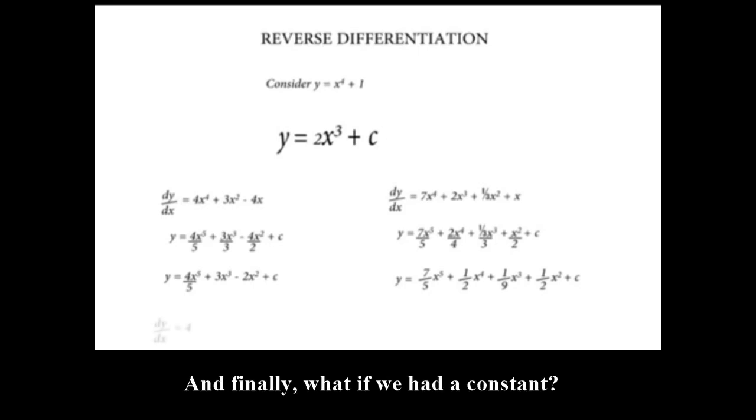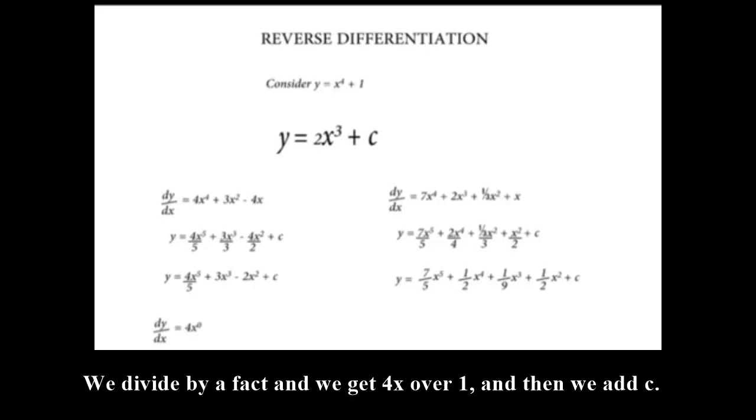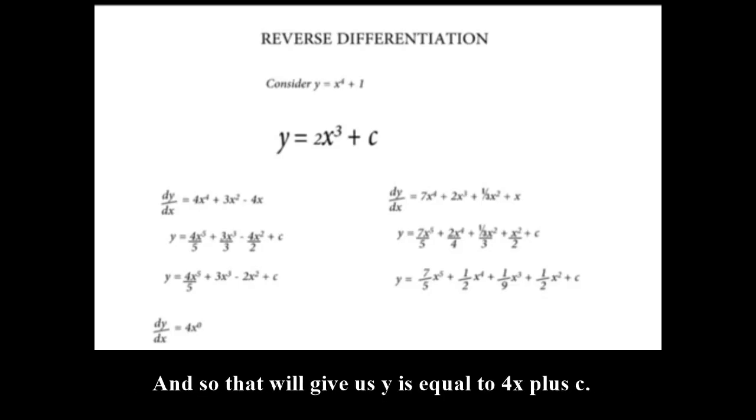And finally, what if we had a constant? For example, dy over dx is equal to 4. 4 is the same as 4x raised to power 0. Remember, any number raised to power 0 is 1, and so to integrate, we add 0 plus 1 and we get 1. We divide by 1 and we get 4x over 1, and then we add c. And so that will give us y is equal to 4x plus c.